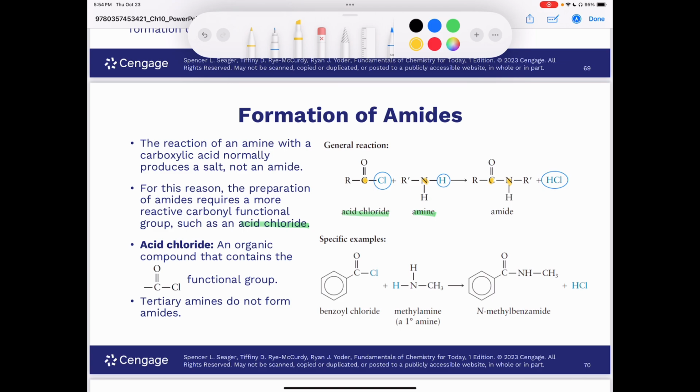So if you're wondering, what is an acid chloride exactly? Well, an acid chloride is just an analog of a carboxylic acid. We just replace the OH group with a Cl group like this. Now, the only time that this reaction is going to work is with a primary or secondary amine. So this reaction will work with a primary or secondary amine. However, it will not work with a tertiary amine, okay? And the reason why is because the nitrogen doesn't have any hydrogen on it.